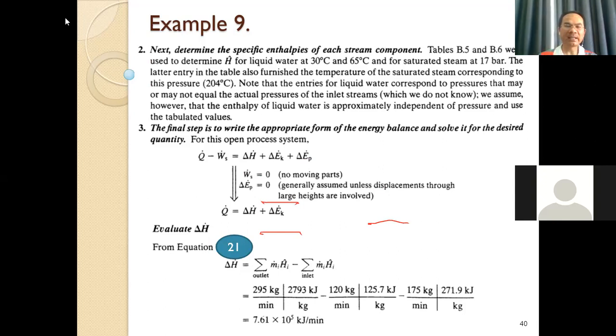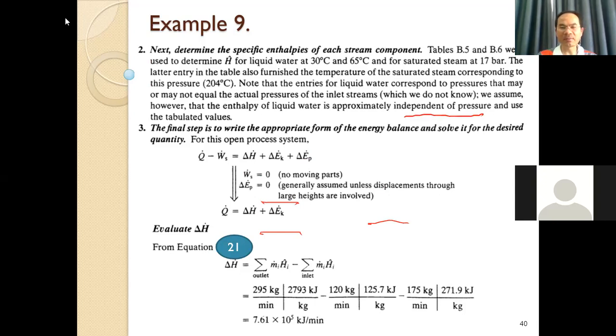And for the inlet, we don't know the pressure. For this case, we can assume the property is independent of pressure. That's right, the property is independent of pressure. Okay, don't worry about it.